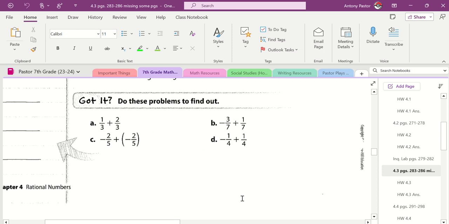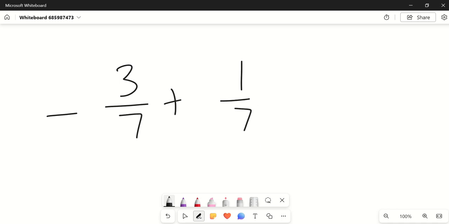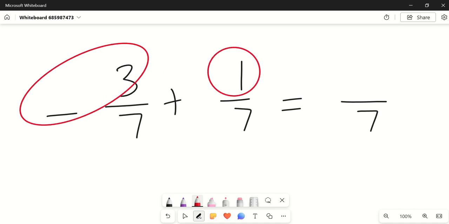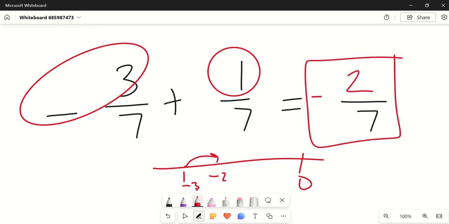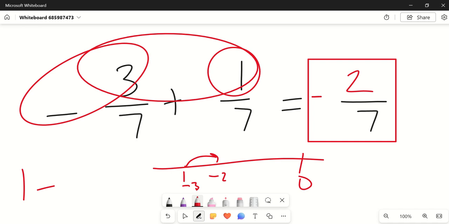B is -3/7 plus 1/7. My answer will still have a denominator of 7. It's literally just -3 plus 1. Again, on a number line, I would move 1 to the right, which is -2. And this is already simplified because 2 and 7 have no common factors. The other way you could have done this is 1 minus 3, which again would be -2.